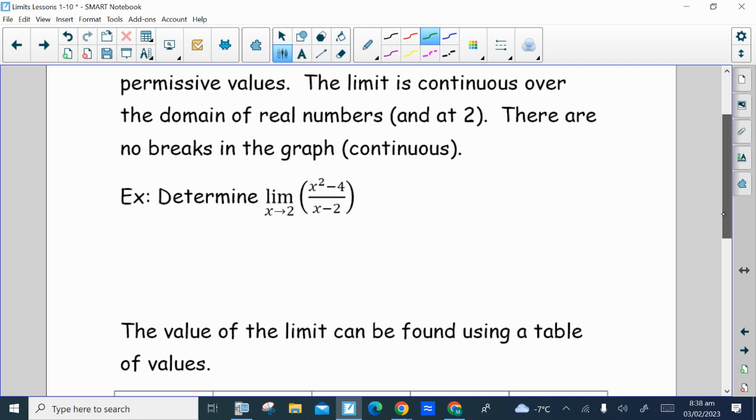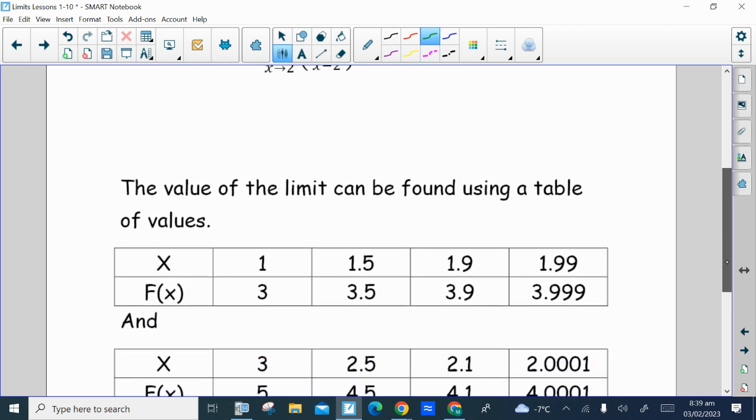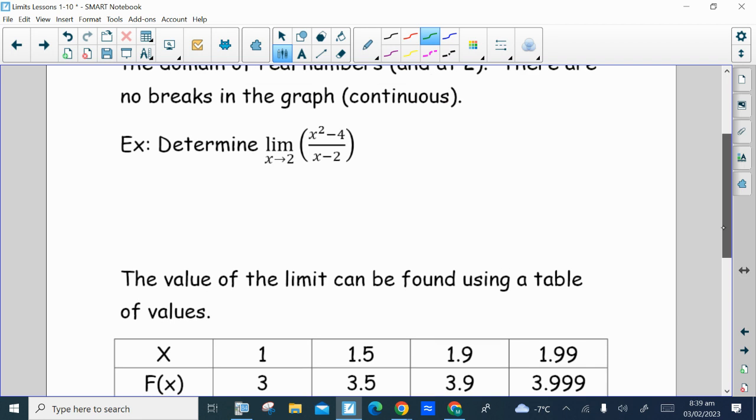But this next one, limit as x approaches 2 of x squared minus 4 over x minus 2, we cannot do this out by substitution because 2 is a non-permissive value. So you could do it by setting up a table of values, which would lead to a graph. So you can see the table of values there, right?